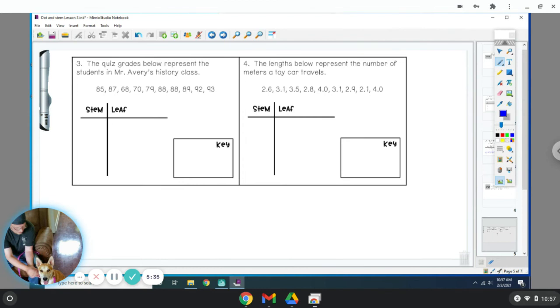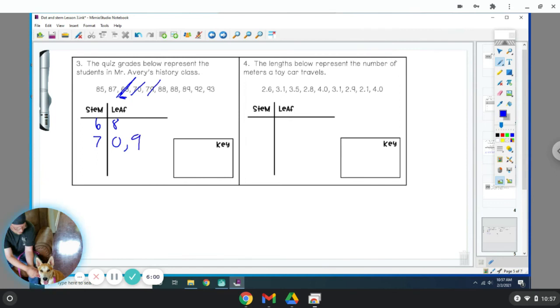What we're going to do is put these in order, starting with the lowest. 68 is the lowest, so the stem will be 6 and the leaf will be 8. There are no more numbers in the 60s, so you're on to the next stem, which is 7 for the 70s, and the first leaf is a 7. Then the next 70s number is 79, so it would be a 9 here.